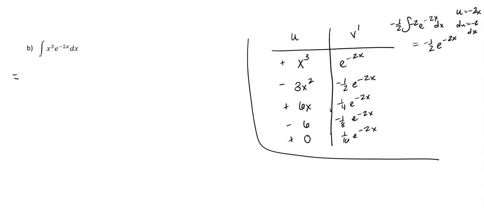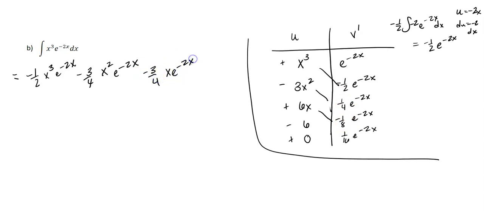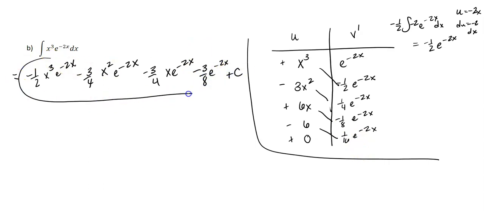So we will have negative 1/2 x cubed e to the negative 2x, go down here, minus 3/4 x squared e to the negative 2x. 6 times negative 1/8 is minus 3/4 x e to the negative 2x. And then 6/16 is going to give us negative 3/8 e to the negative 2x, all plus c.